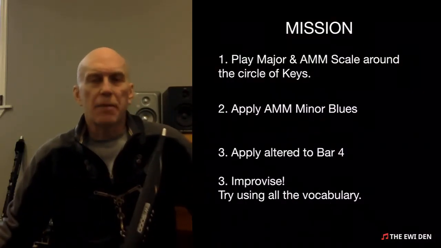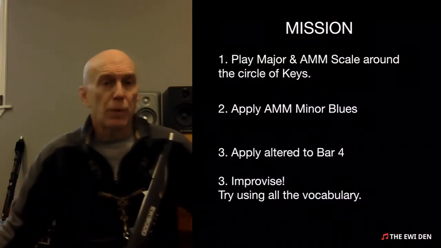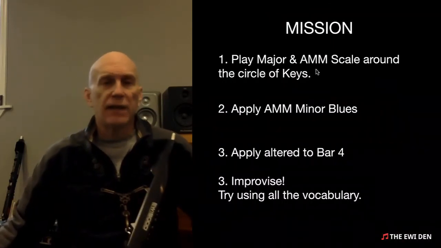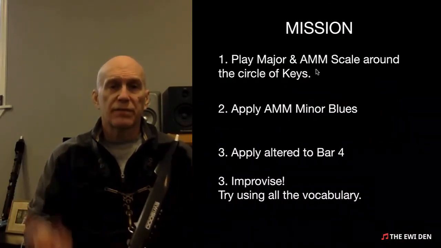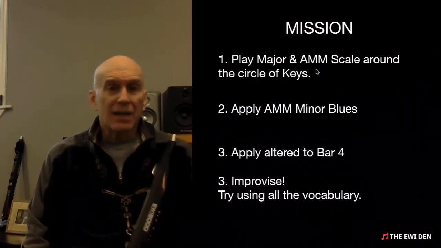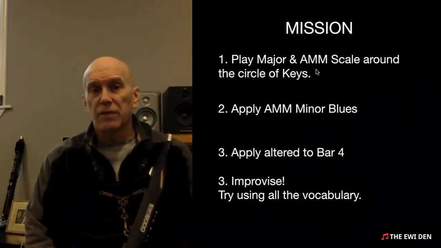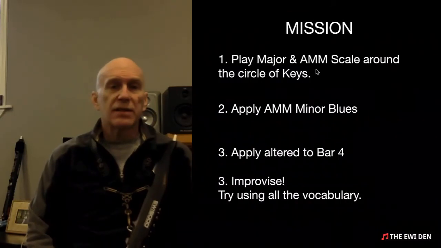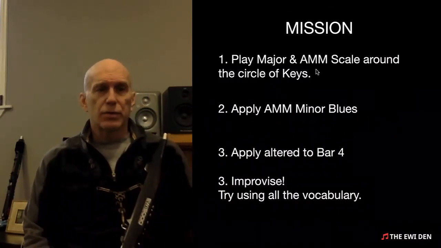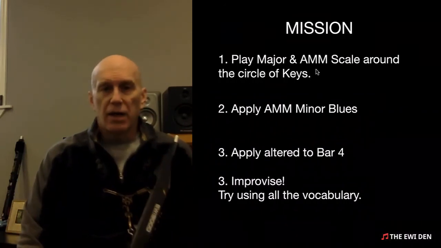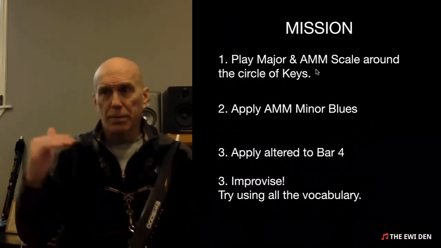So let's wrap this up. So what our mission is, or what we should be practicing, first of all, I'd practice C major and C ascending melodic minor around the circle of keys. Then I would apply ascending melodic minor to each measure of the minor blues. I'd practice altering bar 4. And I would do that in every key. You could just do like D ascending melodic minor, and then in bar 4, it's D altered. Go up a half step.